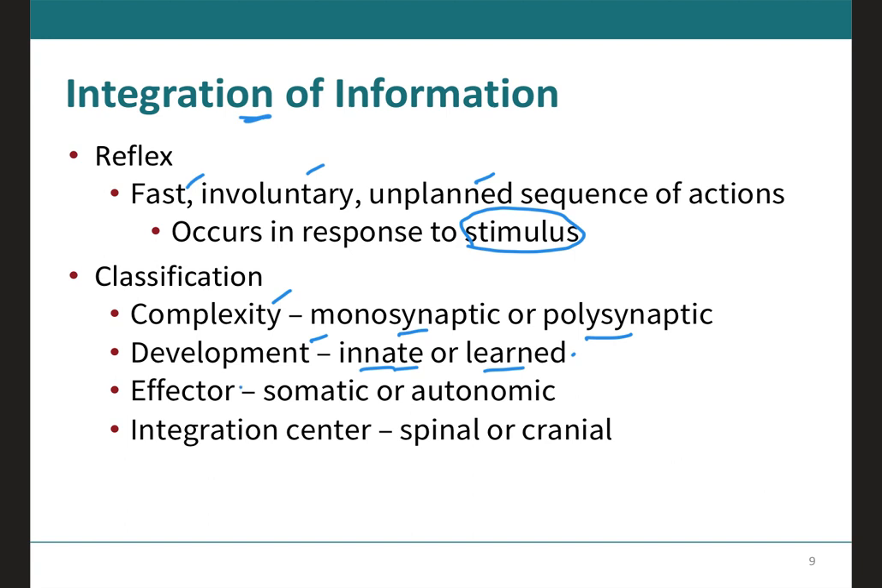Next, we have effector. So effector can be either somatic or autonomic. Somatic, always skeletal muscle. Autonomic will be cardiac muscle, smooth muscle, or glands. And last, we have a classification according to the integration center, so where this information is integrated, analyzed. It can be at the level of the spinal cord or at the level of the brain. If it's at the level of the brain, we call it a cranial integration center.